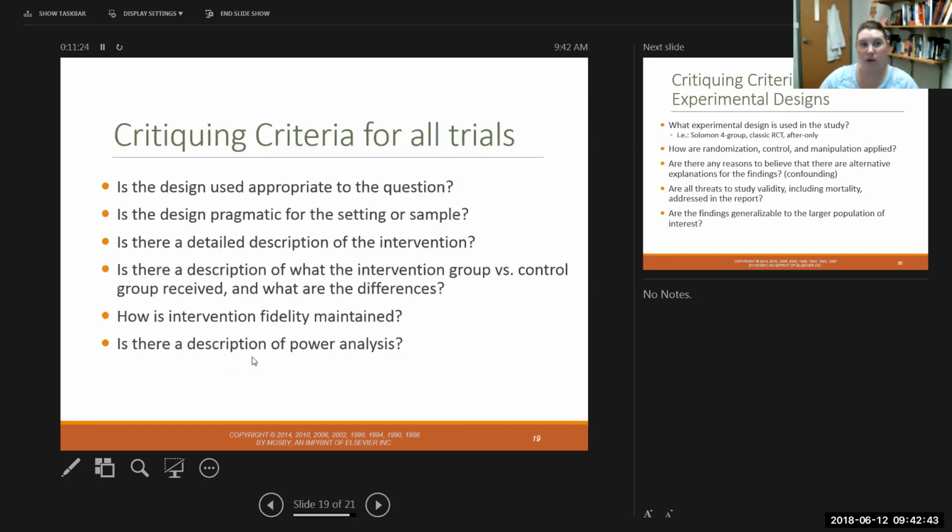For any trial, you might consider critiquing, was the design appropriate? Again, did they pick kind of the right modeling to use for this in your estimation, given kind of the financial constraints that they were dealing with? Was it pragmatic for the sample and the setting they were using? Was there a detailed description of what their intervention was? Did they describe what the intervention group was versus the control group and kind of where the differences lied? How did they, again, maintain their purity of their intervention, and was there any sort of descriptive power analysis with it?